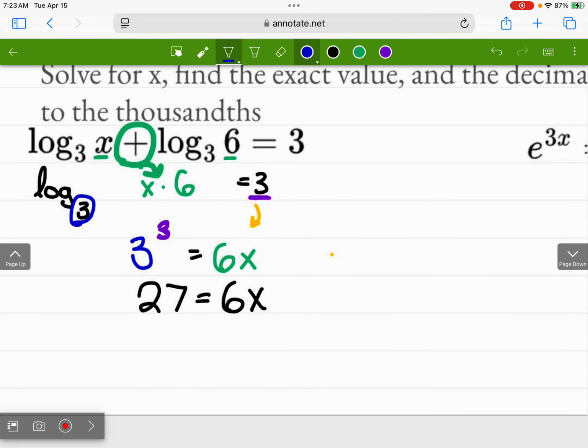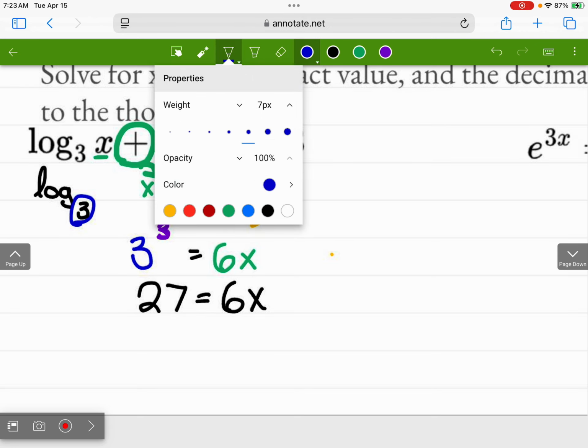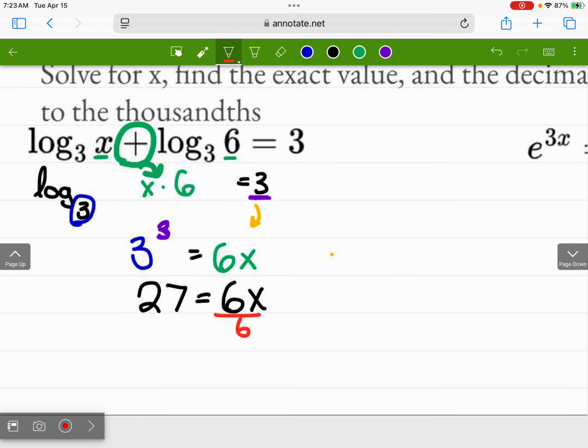What do we do now? How can I figure out what x is? Divide by 6. We are almost there. Divided by 6. And we're going to get that x is equal to 4.5.